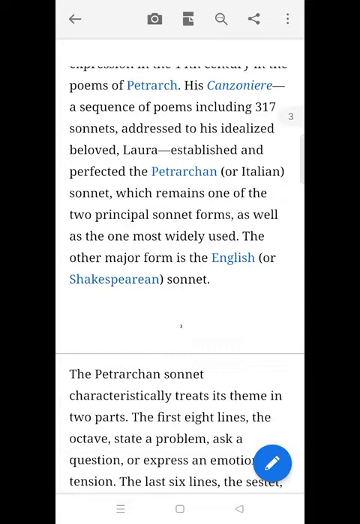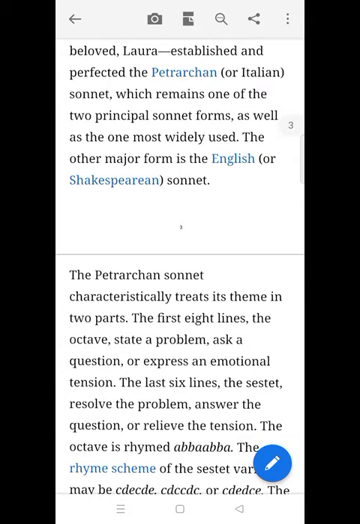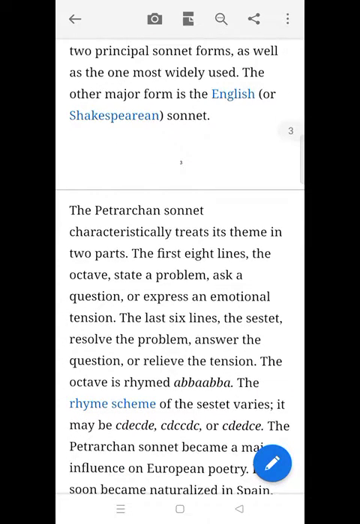If we talk about the word sonnet, it is derived from the Italian word sonetto, which means a little sound or strain. And as you already know, there are two major types of sonnets: the Petrarchan sonnet and the English sonnet, or Shakespearean sonnet.